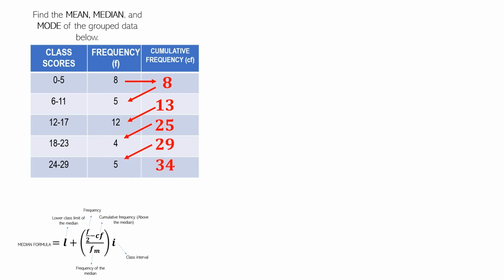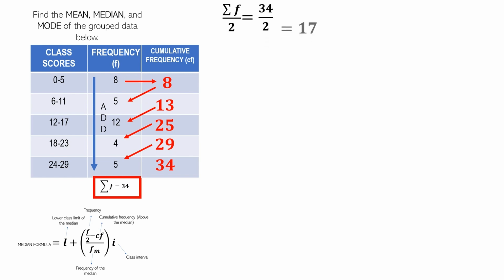Now that the table is complete, we are ready to identify the given. First, we need to identify the summation of frequency divided by 2. The summation of frequency is to add all the frequency. We have 8 plus 5 plus 12 plus 4 plus 5 is 34. So 34 divided by 2 is 17. The result will be the location of the median. Since the result is 17, it is an indication that the median of the group will be in the 17th.